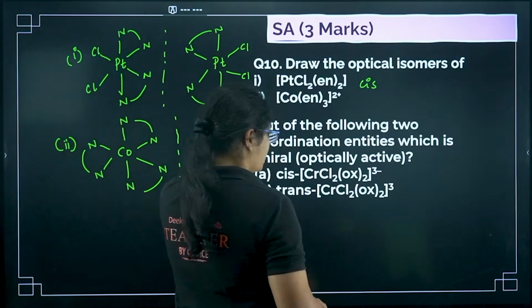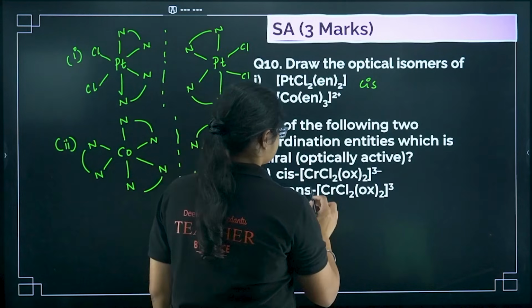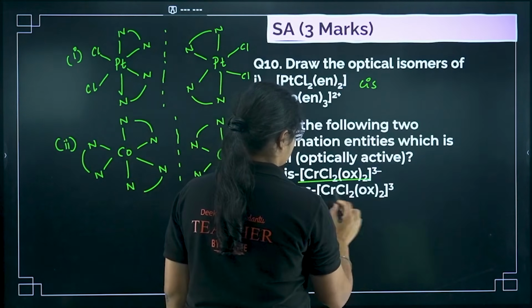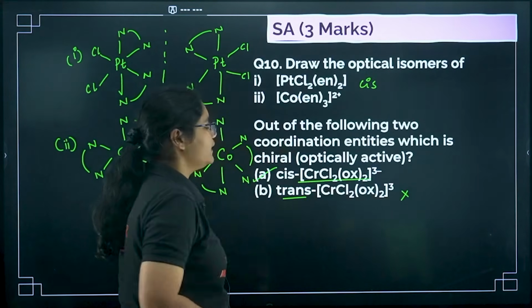Next, out of the following entities, which one is optically active? So the cis form is active, the trans form is not active, so it is option A here.